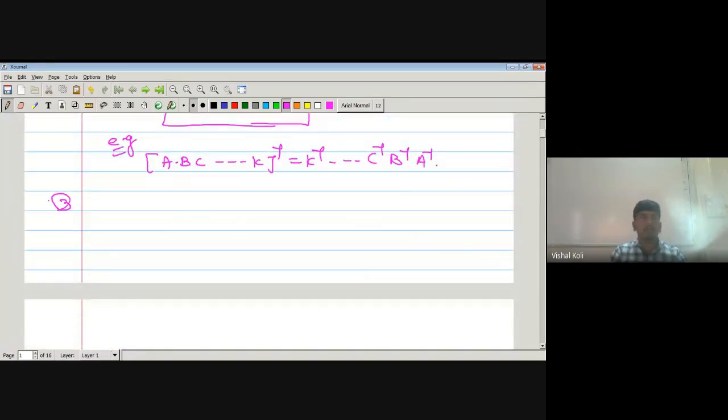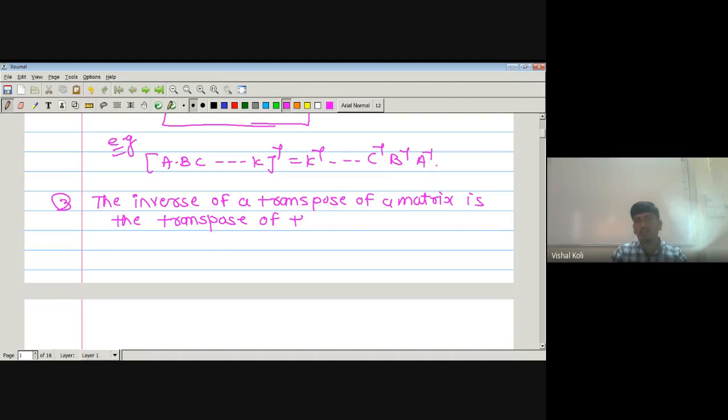Now, the third property will be: the inverse of the transpose of a matrix is the transpose of the inverse of the matrix.